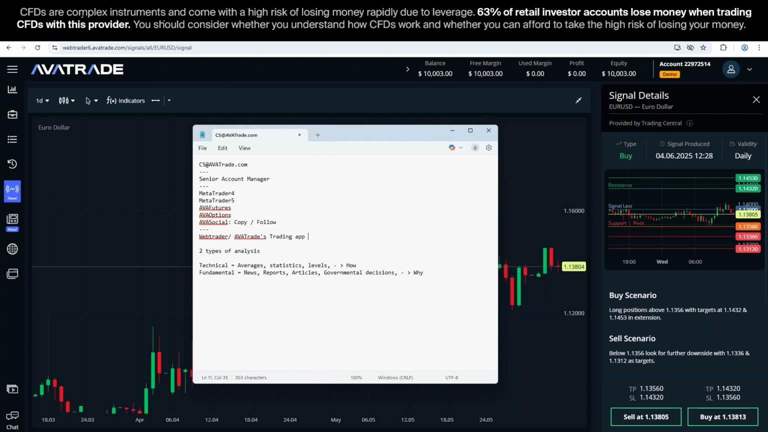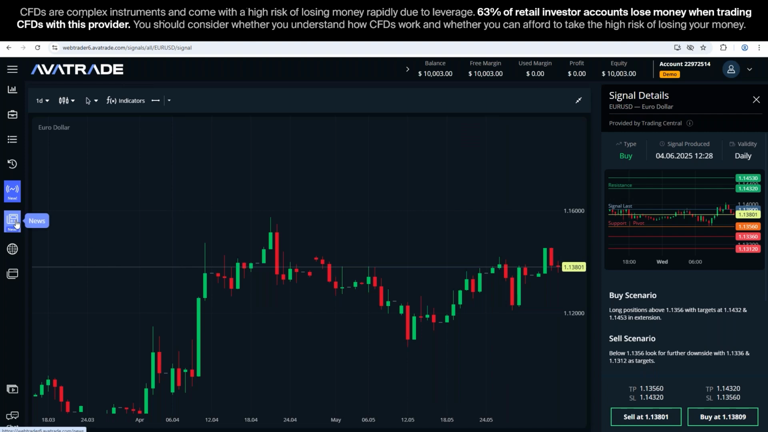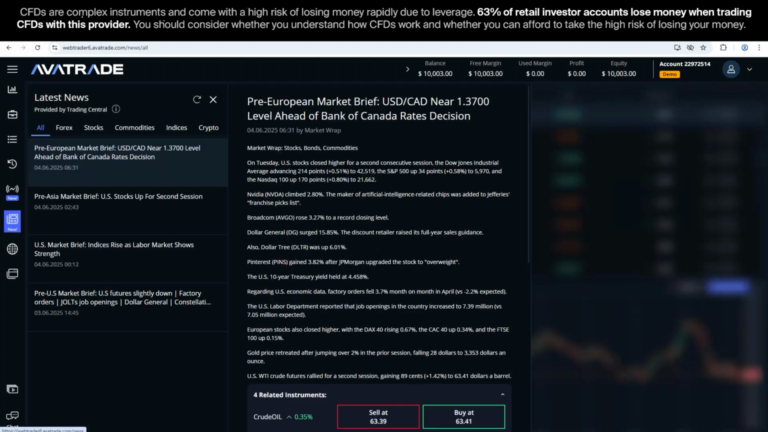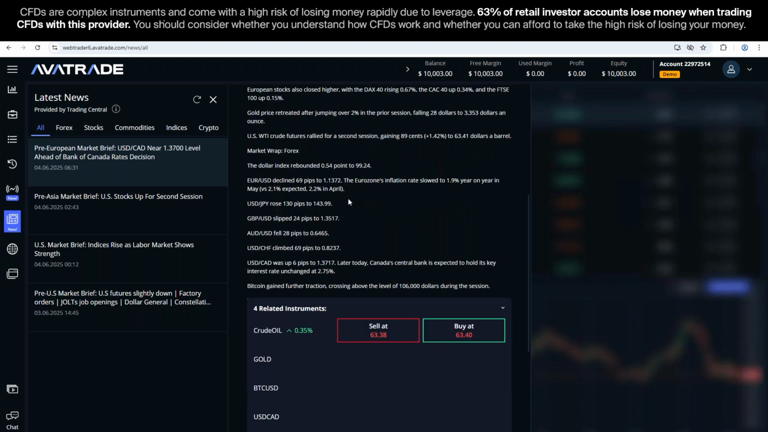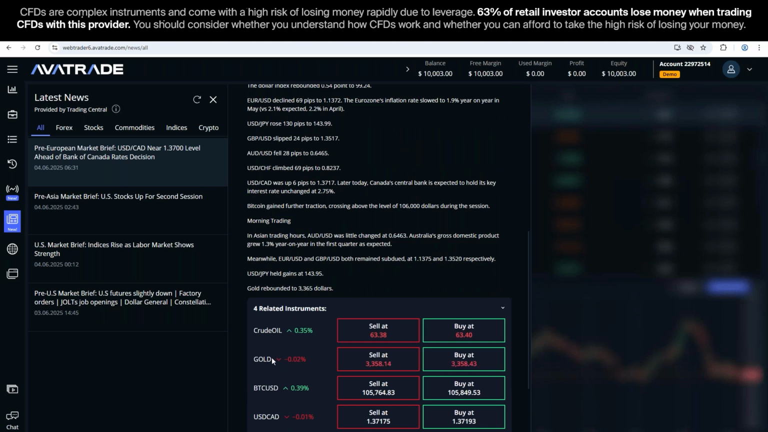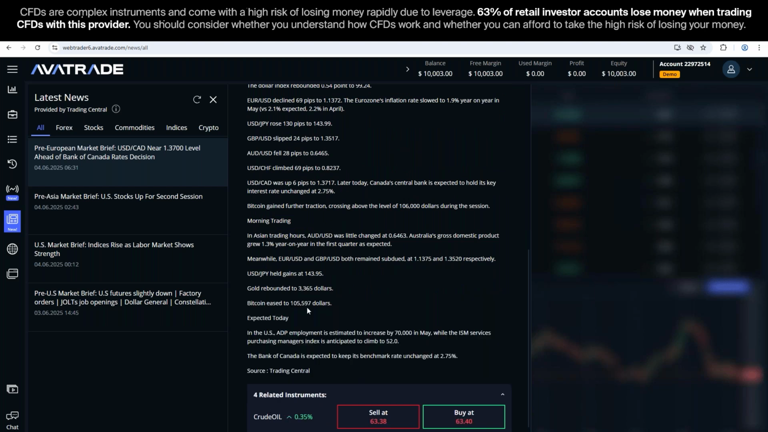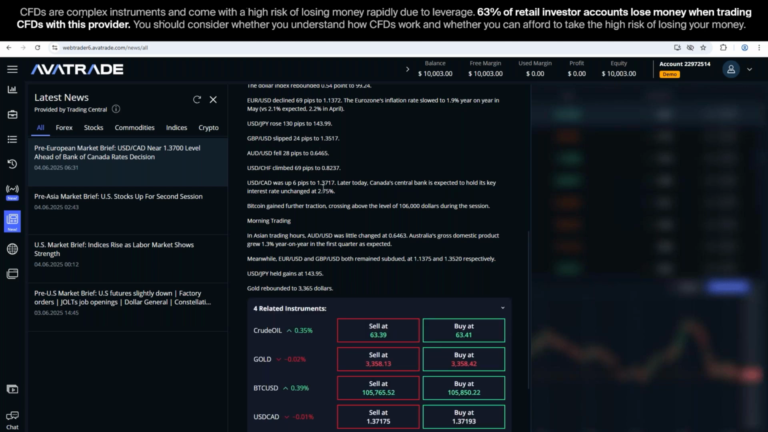All of those are easier to get on our website. One of them is actually the news section. So we can click on the news. We can see different categories in here. We've got all, Forex, stocks. At the moment we are in all. We're going to look at the pre-European market brief. If we scroll down under related instruments, we're going to click it. And we can see that we have crude oil, gold, Bitcoin, and USD CAD. This is excellent because now I know that if I go through the article, what can fluctuate from that is crude oil, gold, Bitcoin, and USD CAD.